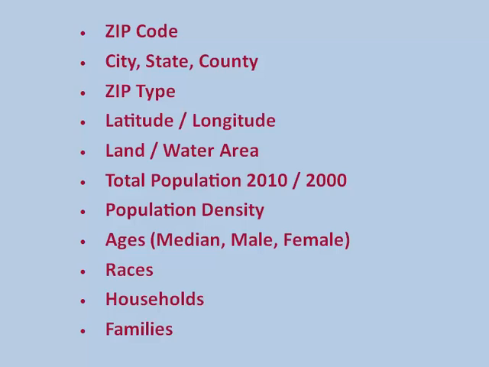For every zip code we include the city, state, county information, the zip code type. There's a code, some will be for P.O. boxes only, some military, etc. Latitude, longitude for the center of that zip code, the total land and water area for that zip code, total population both in 2010 and in 2000, so you can see if it's grown or shrunk, population density, which is population per square mile, the lots of age brackets, you'll see those in just a bit, races, households, families. There's a lot of information there.